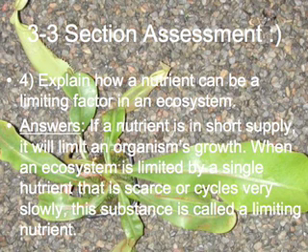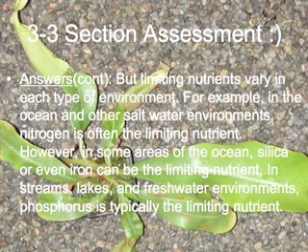Answer. If a nutrient is in short supply, it will limit an organism's growth. When an ecosystem is limited by a single nutrient that is scarce or cycles very slowly, this substance is called a limiting nutrient. But limiting nutrients vary in each type of ecosystem. For example, in the ocean and other saltwater environments, nitrogen is often the limiting nutrient. But in some areas of the ocean, however, silica and even iron can be the limiting nutrient. In streams, lakes, and freshwater environments, phosphorus is typically the limiting nutrient.